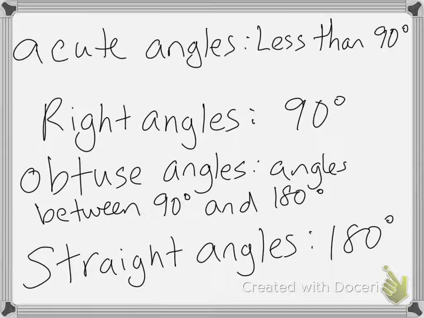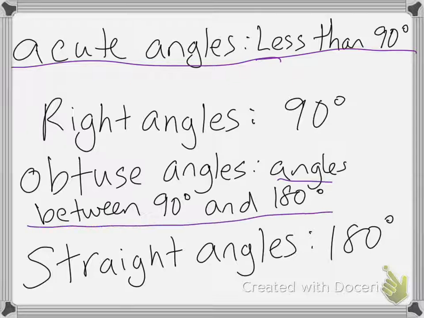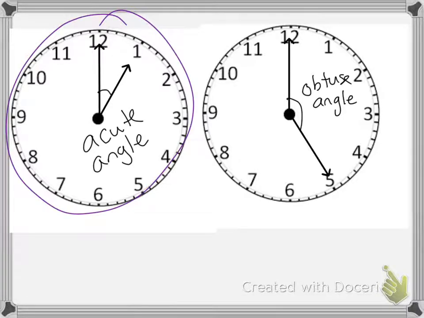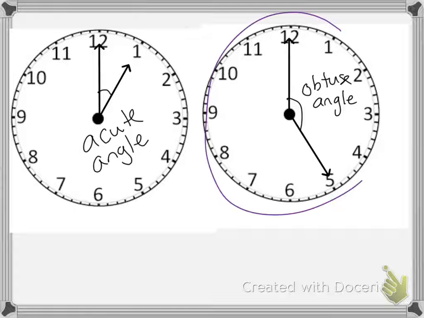Okay, so there are two other special names mathematicians use to describe the size of angles. Angles that are less than 90 degrees are called acute angles. Angles that are in between 90 and 180 degrees are called obtuse angles. So an acute angle would look like this. It's less than 90 degrees, and an obtuse angle is greater than 90 degrees.